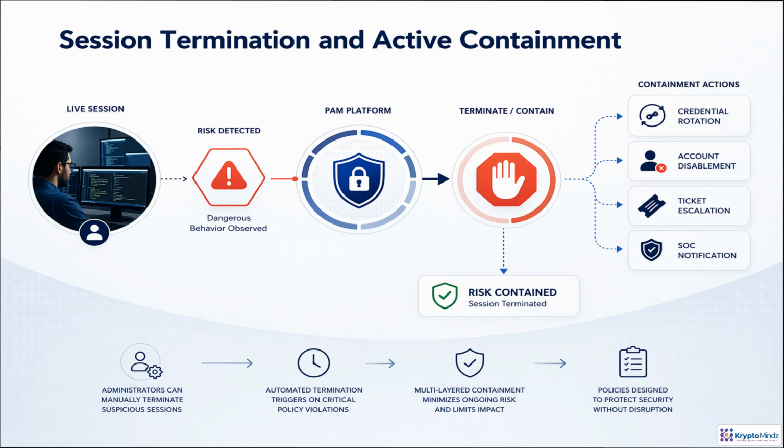The key design choice is policy tuning. Reserve automatic termination for actions with clear risk, and use alerts or approval workflows where false positives could disrupt legitimate operations. This keeps control strong without creating unnecessary outages.